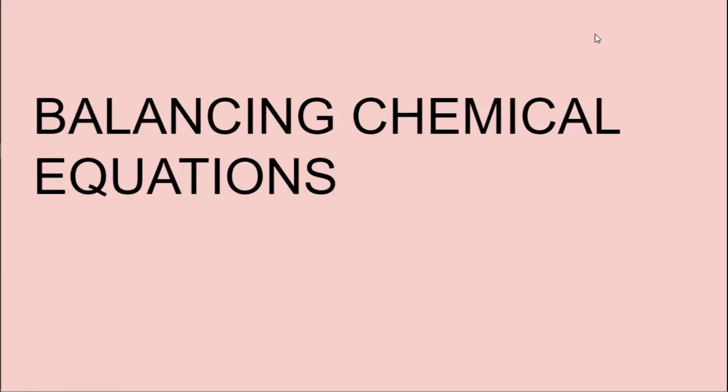Our today's topic is chemistry. Today is our chemistry class, and today's topic is balancing of chemical equations. Students must start learning balancing of chemical equations from class 6, easy equations, then class 7, a bit more difficult, and then 8, 9, 10.